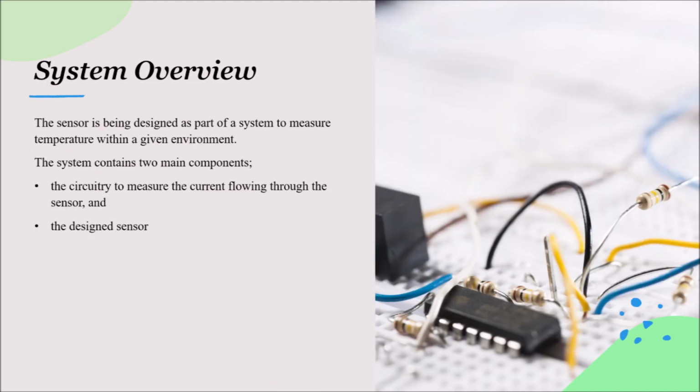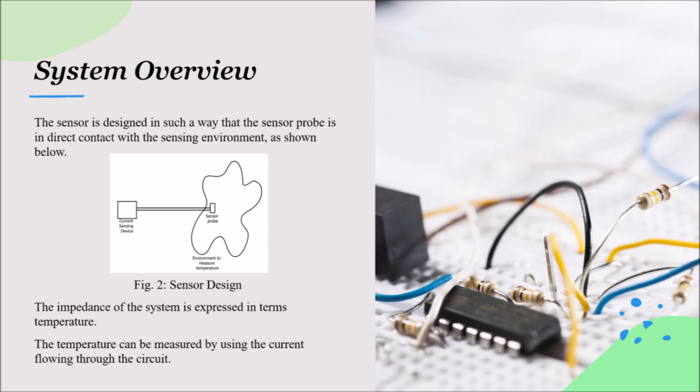System overview. The sensor is being designed as a part of a system to measure temperature within a given environment. The system consists of two main components, the circuitry to measure the current flowing through the sensor and the sensor design. The sensor is designed in such a way that the sensor probe is in direct contact with the sensing environment. The impedance of the system is expressed in terms of temperature. The temperature can be measured by the current flowing through the circuit.